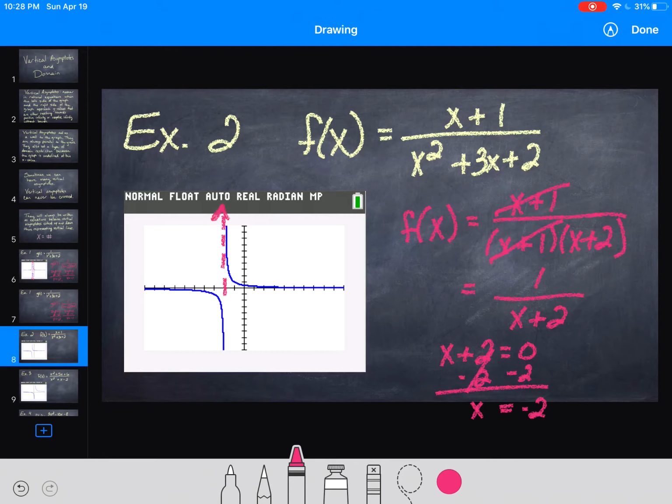So x equals negative 2 is the vertical line going through where x is a negative 2. This is where our vertical asymptote occurs. It extends all the way towards positive infinity and all the way towards negative infinity.